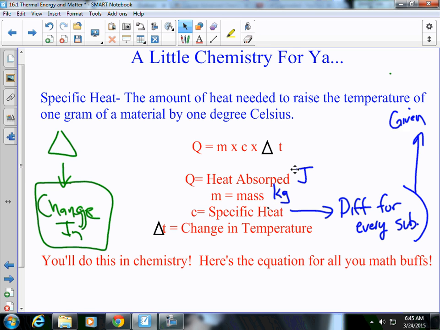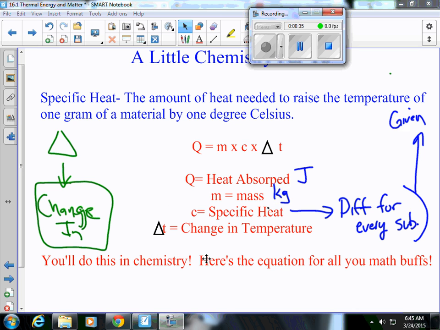So Q is equal to M times C times change in T. Q is heat. That's measured in joules. M is mass, that's measured in kilograms. C is specific heat, which will be given to you. And change in T is our change in temperature. And we will continue to practice with this equation. However, this is the end of 16.1.